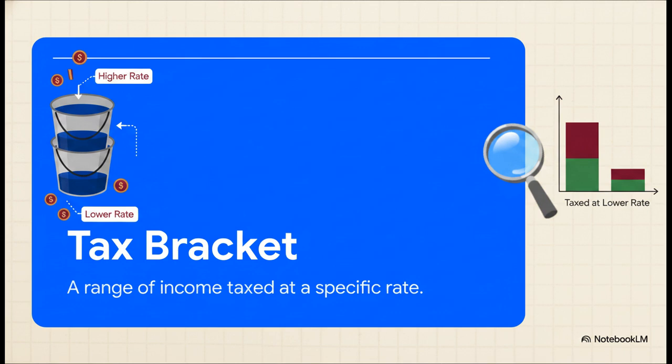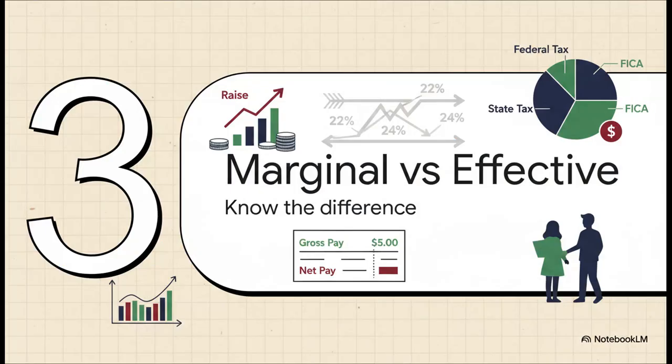And that brings us to the concept of a tax bracket, which is simply a range of income taxed at a specific rate. Think of these brackets like a series of buckets. As your income increases, you fill up the first bucket entirely, and then, and only then, the overflow spills into the next bucket. Only the income that actually lands inside that higher overflow bucket gets taxed at the higher rate, not your whole salary.